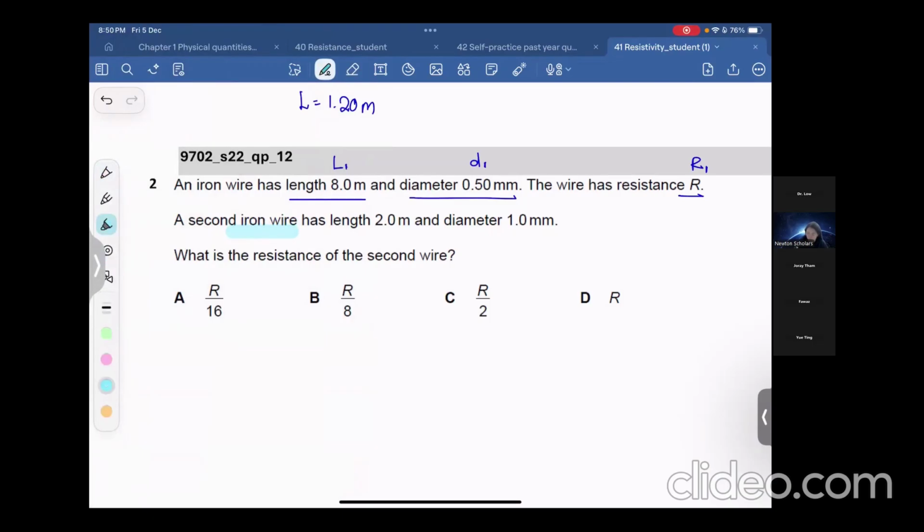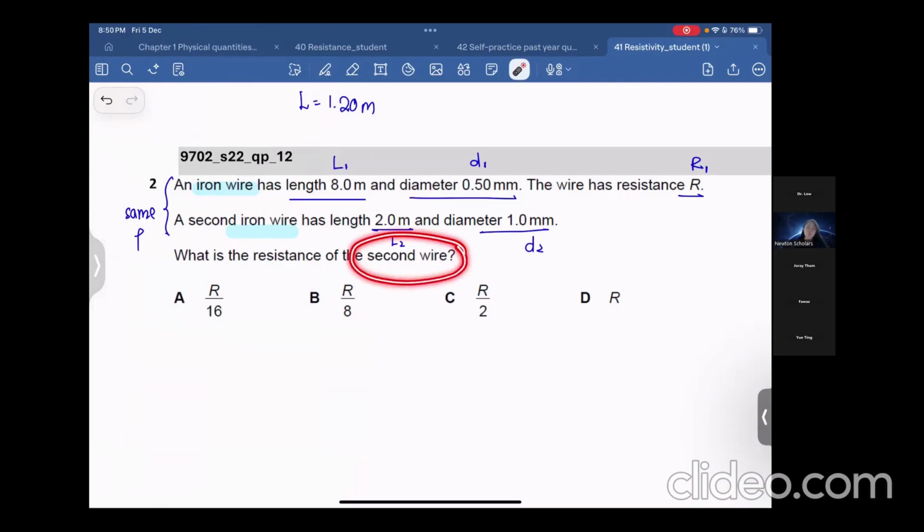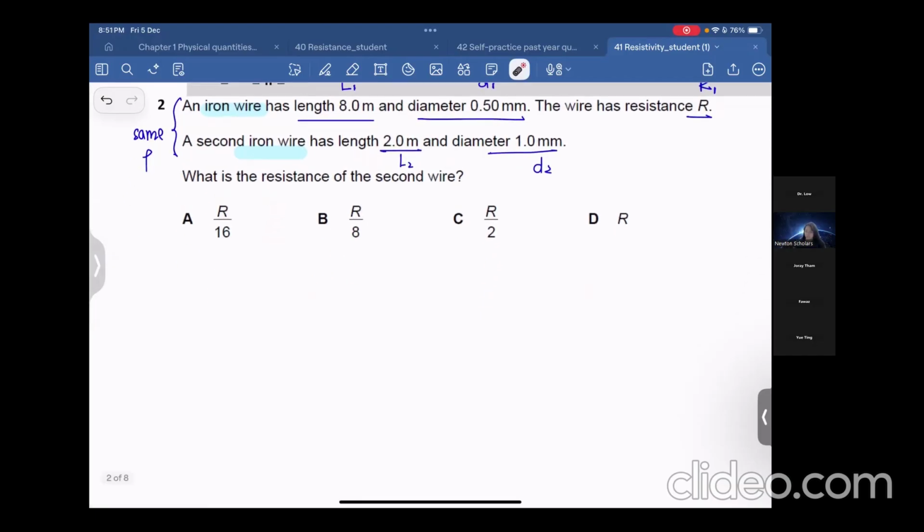Iron, and then this one also iron. That means that they have the same resistivity. So this one is L2, this one is D2. Normally when they ask you what is the new resistance in terms of the first one, I will always use ratio, because ratio can cancel out some values. We don't need to calculate a lot of values, we can just cancel out.